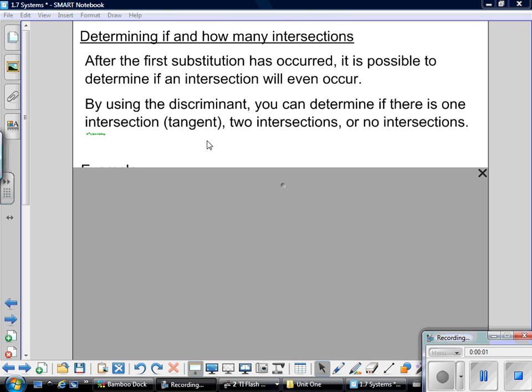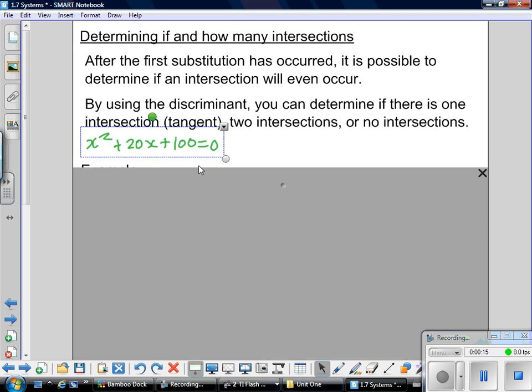Our second part: determining if and how many intersections. After that first substitution has occurred, it's possible to determine if an intersection will even occur, and the way we do that is with the discriminant. So, what I've done is I've just copied what we've done already. We already know there's one intersection because we actually calculated it.